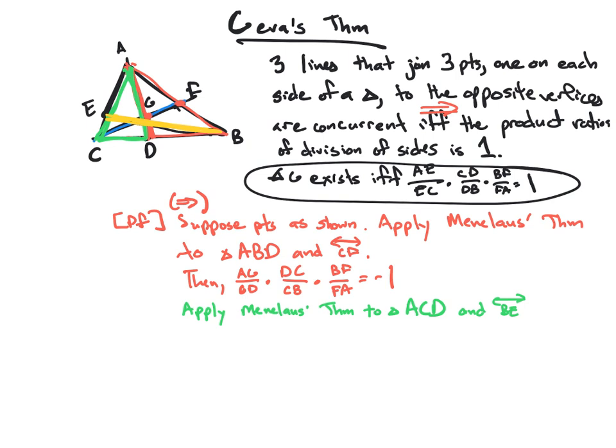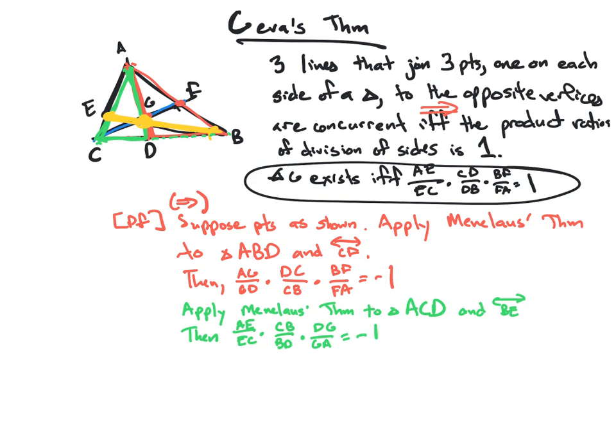Okay. Again, it intersects the three sides at these 3 points. So in that case, we have AE over EC times CB over BD times DG over GA. That has to equal -1.